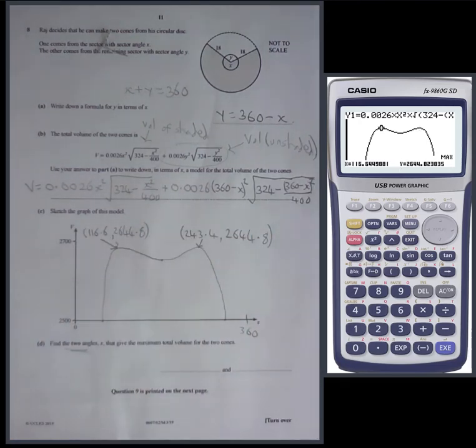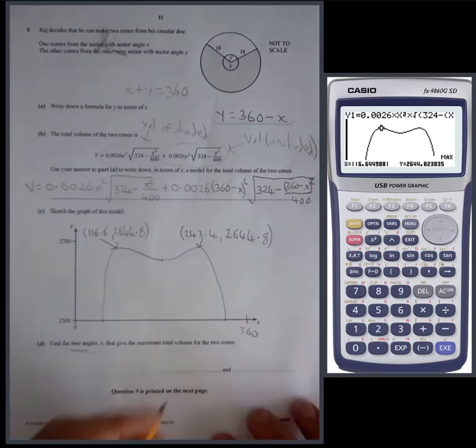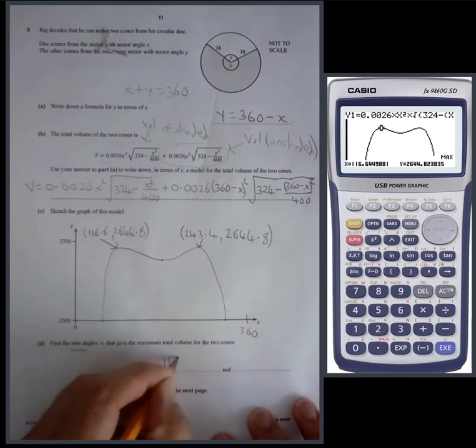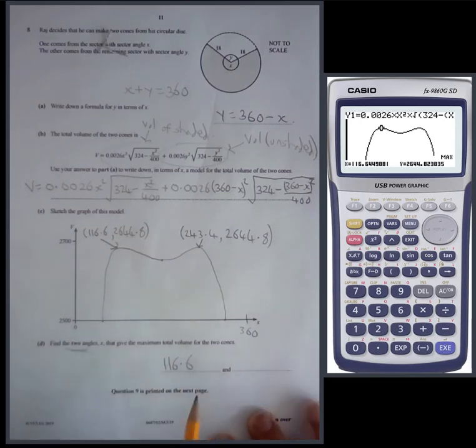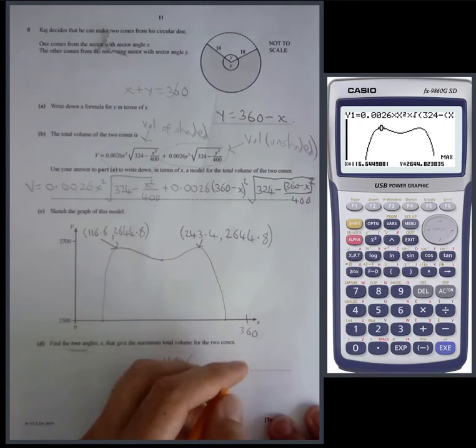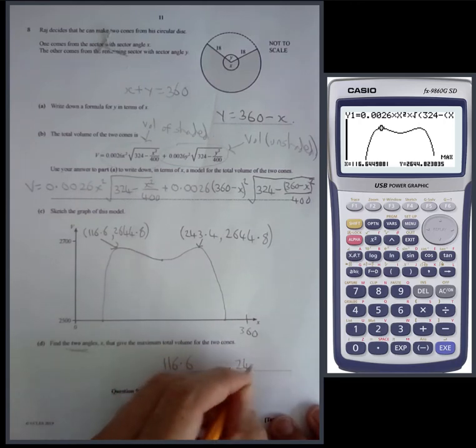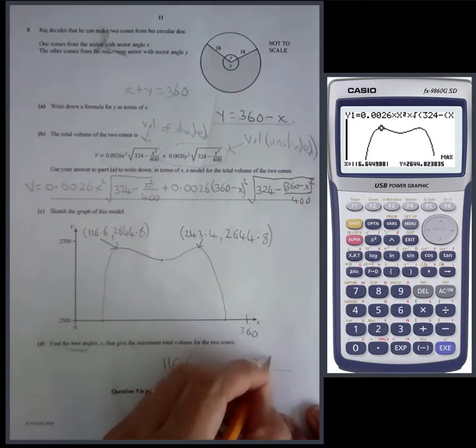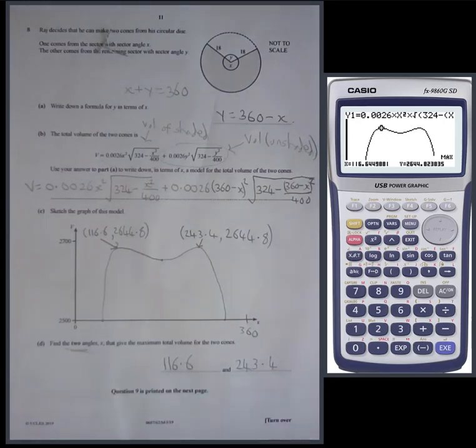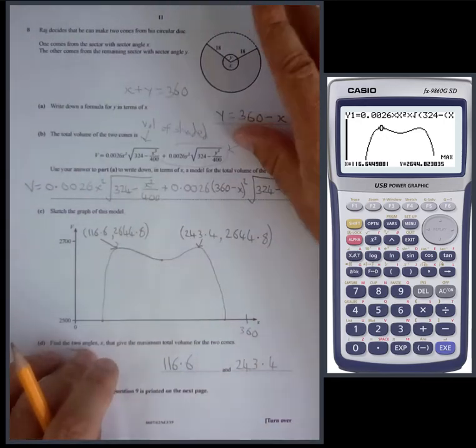So the answers, I'm tempted, because it's not that close to it, I'm tempted to put a decimal place. I think if you put 117 or 116.6, it would be okay. But I'm going to put 116.6 and 243.4. But if you just put the whole numbers, that would get you the full mark, so I have confirmed that.